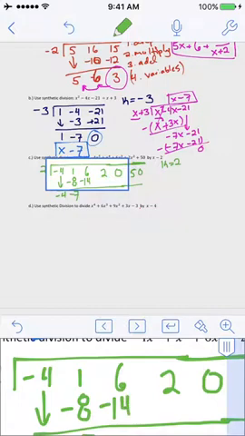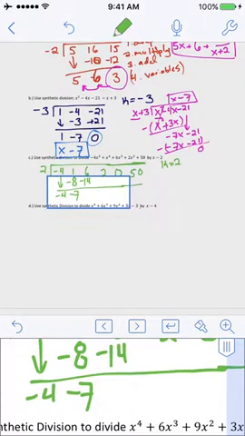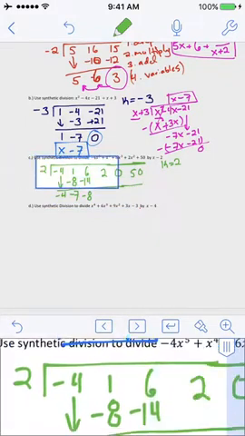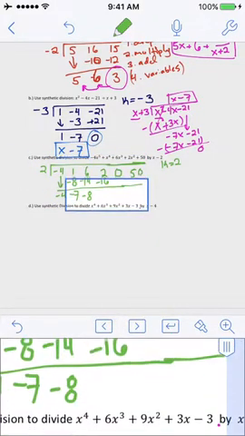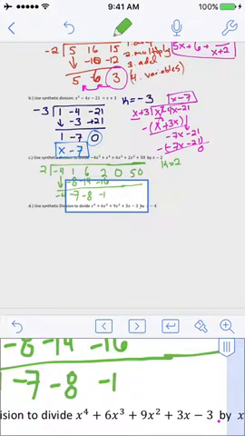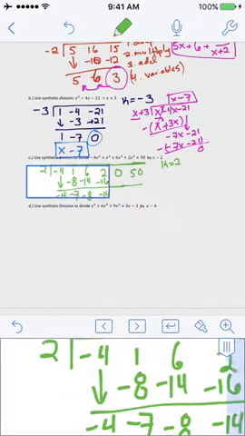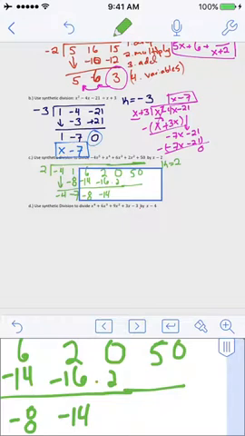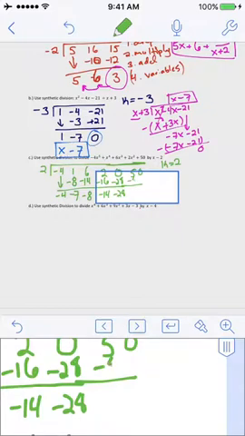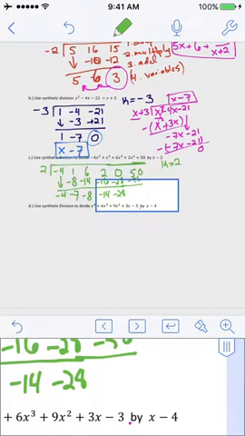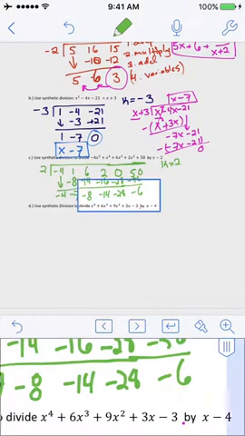And I'm just multiplying and adding as I go across, multiplying and adding. 6 plus negative 14 is negative 8. Negative 8 times 2 is negative 16. Plus 2 is negative 14. Times 2 is negative 28. Plus 0 is negative 28. Times 2 is negative 56. And add to 50 gives me a remainder of 6.